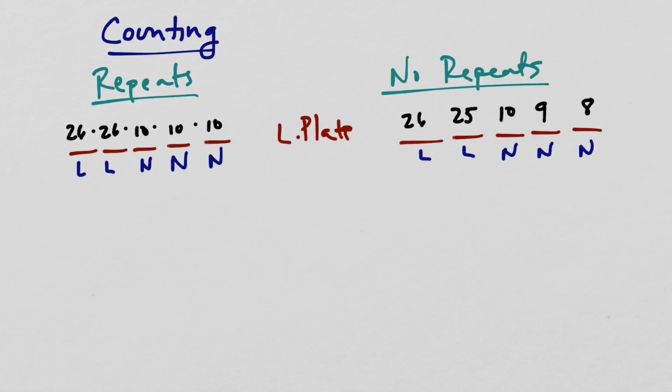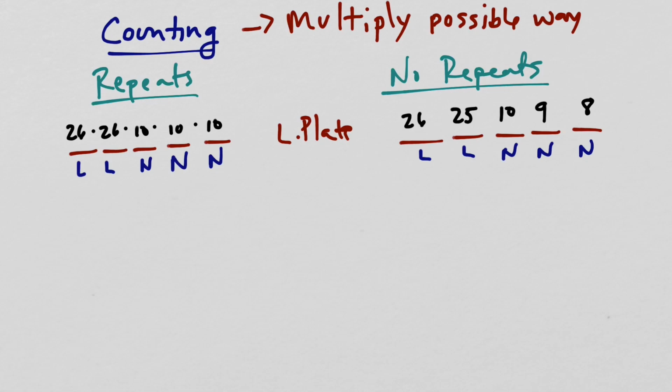All right, and what you're going to do with counting, you're just multiplying all of your possibilities together. Okay, so this whole thing is multiply possible ways together.